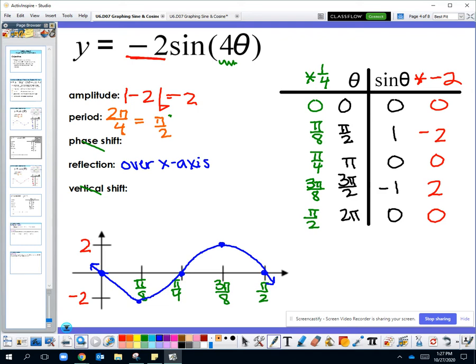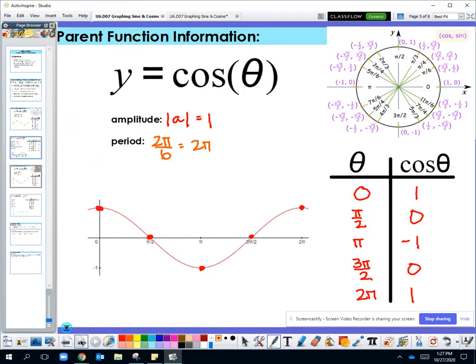Next, let's look at the parent function for cosine. Very similarly, cosine is a periodic function. It continues from negative to positive infinity, but here's just one snapshot, one period of cosine. Cosine is the x values around the unit circle, so I'm picking the x and y axes again and looking at the x values. So I have 1, 0, -1, 0, and 1 for my parent function.